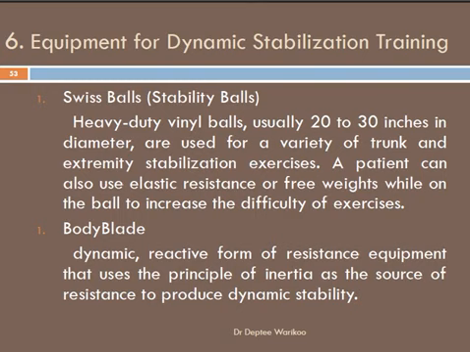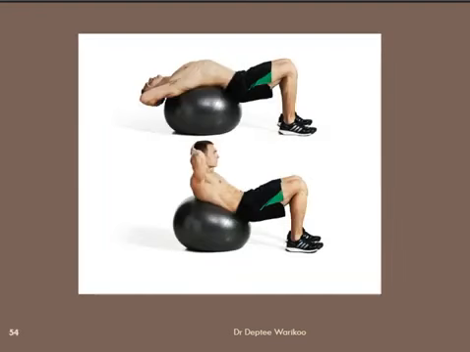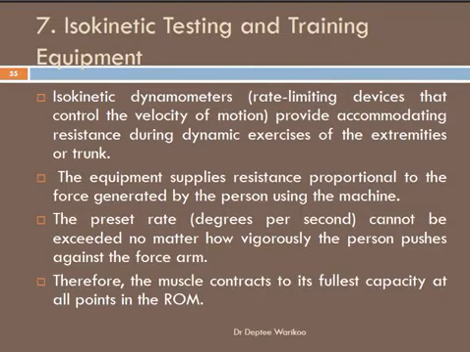Then we could use body blades. These are a dynamic reactive form of resistance equipment that uses the principle of inertia as the source of resistance, and these are basically used to give dynamic stability. You could see here in this diagram a patient doing trunk stability exercises on a physio ball or a Swiss ball. Then the last is the isokinetic testing and training equipment.